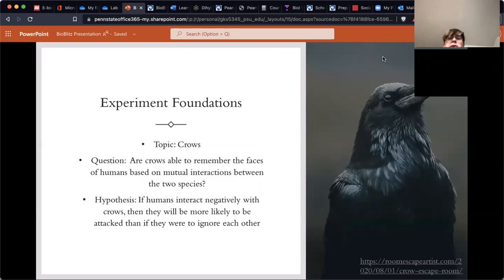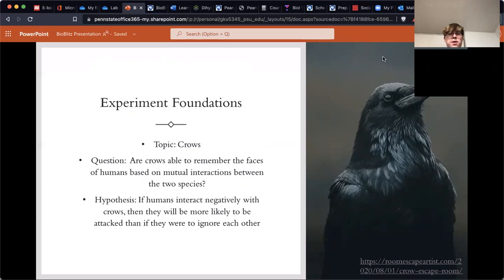So for our experiment, we chose to do the experiment on crows, and our question is, are crows able to remember the faces of humans based on mutual interactions between the two species? So this is just going off of the idea that crows are able to remember human faces pretty easily, and they can hold grudges, I guess, against humans that treat them badly.